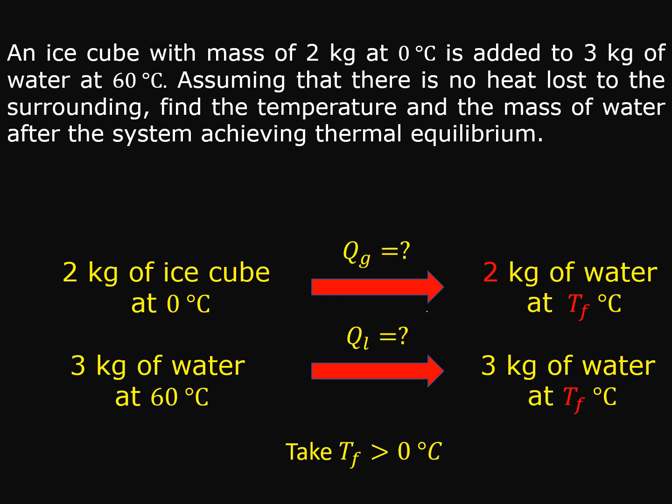Because based on the checking that we have done just now, we know that the final temperature cannot be 0, and then it must be larger than 0. And then this value should be TF, which is larger than 0. So now in our calculation, we will take this TF is larger than 0.